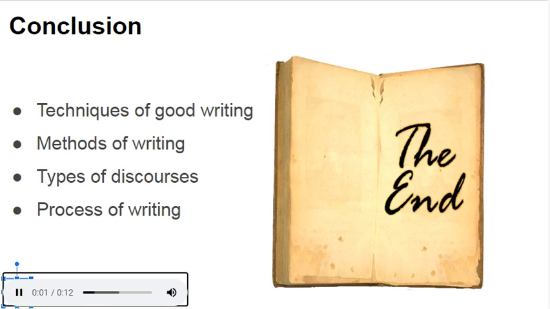So the first unit ends here and we have covered these 4 topics in unit 1. Techniques of good writing, methods of writing, types of discourses and process of writing.